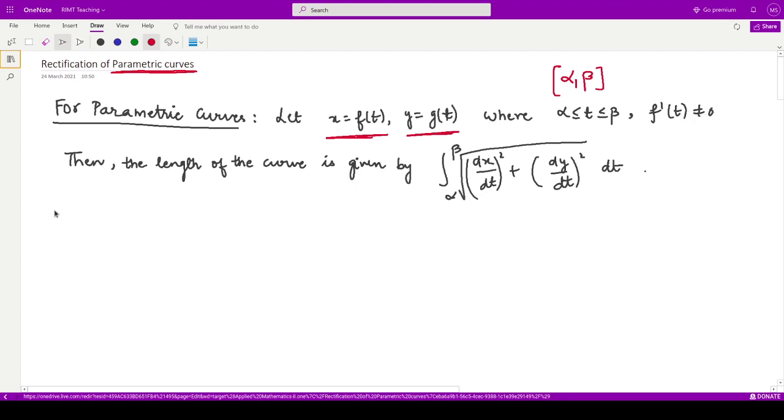Why? Because when you calculate dy by dx, that quantity would simply be g dash t divided by f dash t. So this term should not be equal to 0 for this to exist, right?